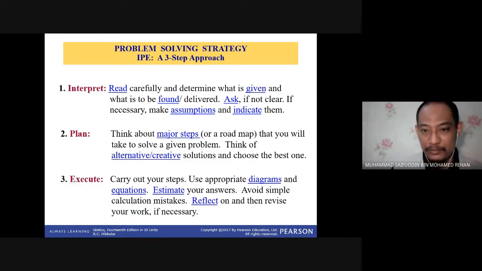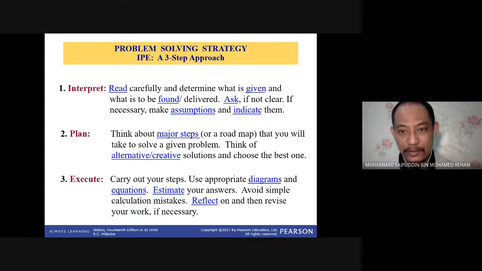And execute. So after you have planned, carry out your steps, use appropriate diagrams and equations, estimate your answer, avoid simple calculation mistakes, reflect on and then revise your work if necessary. Now, in terms of reflect, obviously mistakes happen in the exam, right? It's one thing to make a mistake, but it's still logical. It's another thing if you give an answer that is not logical.